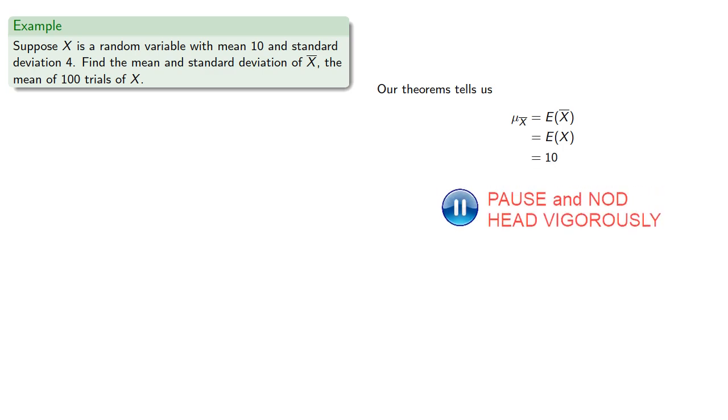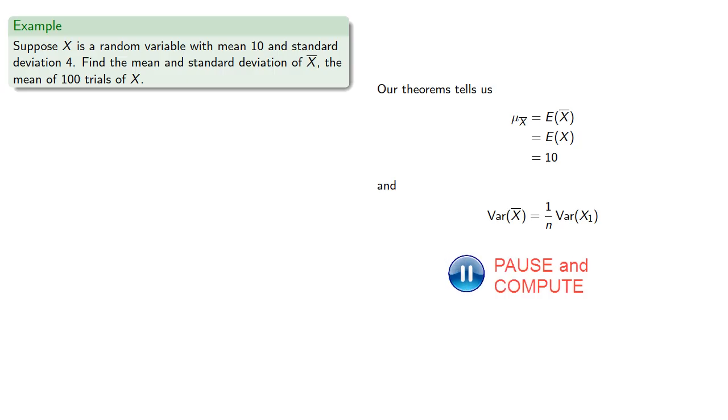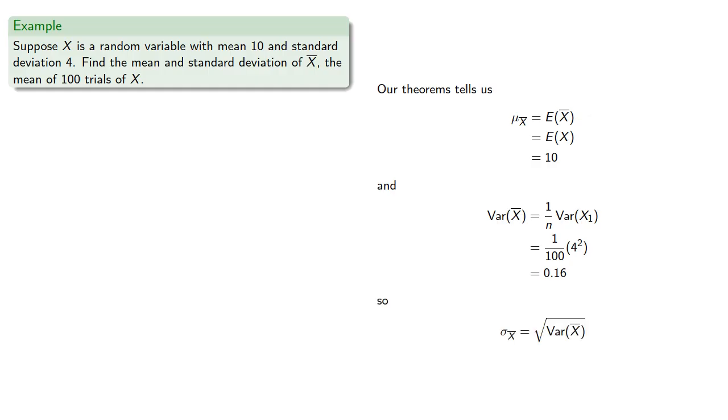So suppose x is a random variable with mean 10 and standard deviation 4. Find the mean and standard deviation of the sample mean of 100 trials of x. So our theorems tell us that the mean of the sample means, the expected value of the sample mean, that's the same as the expected value of x itself, which will be 10. And the variance of the sample mean, well, that's 1/n the variance of any one of them, and so our standard deviation is the square root of the variance.